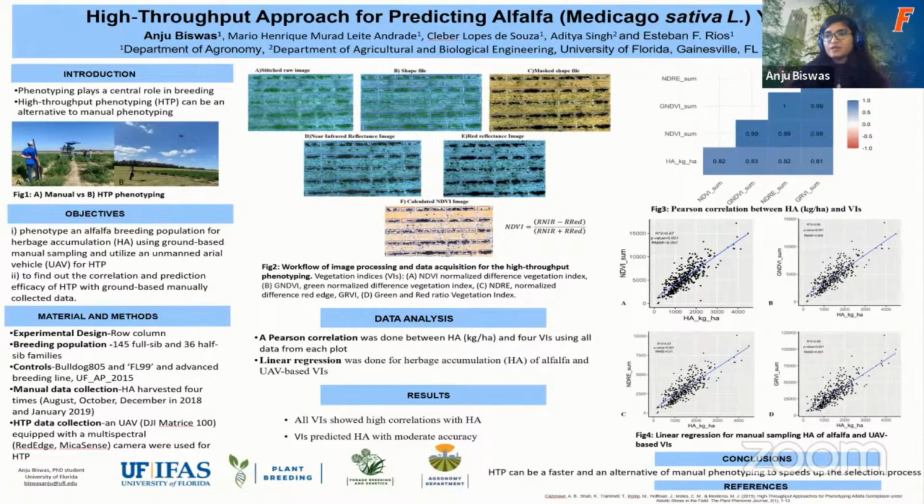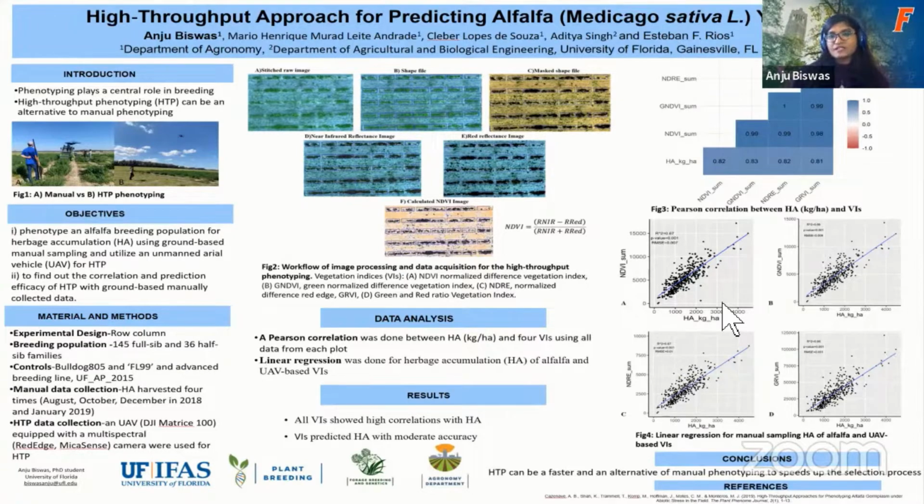So what you can see from figure 1A is manual phenotyping, which is time and labor intensive. And you can see even my PI, in the blue t-shirt, helped us there. On the other hand, I am the only person in figure 1B, accomplishing the same task within 15 minutes. Isn't it cool? So high throughput phenotyping can be an alternative to manual phenotyping.